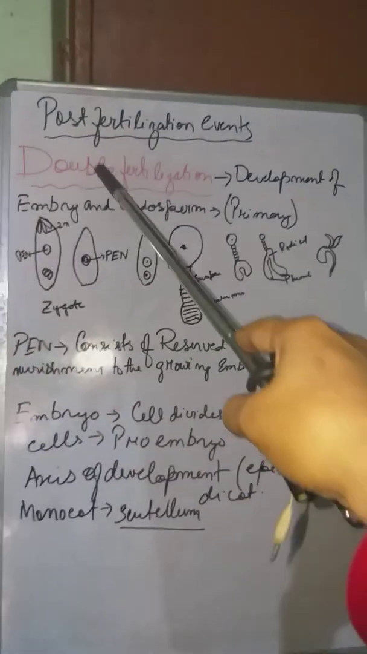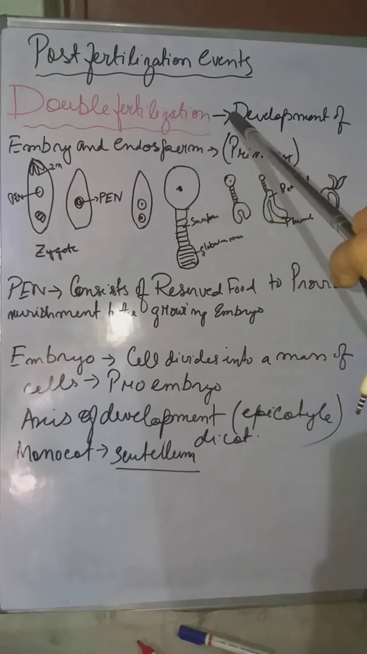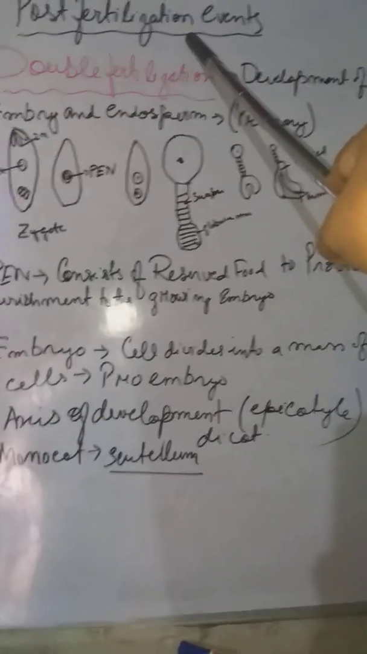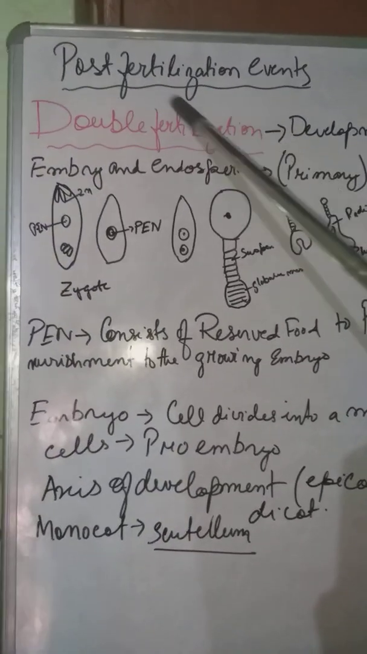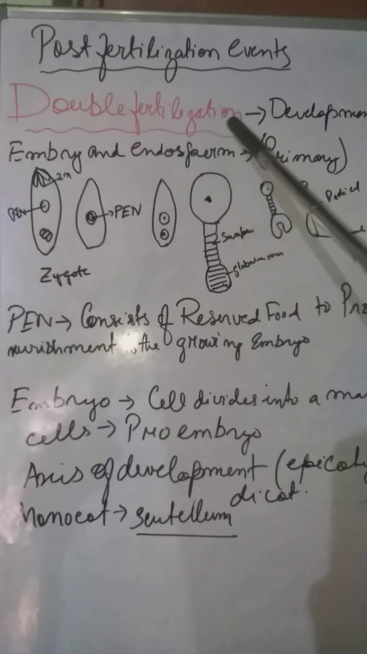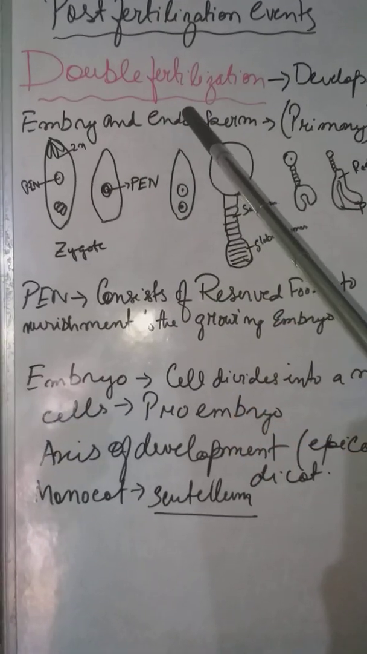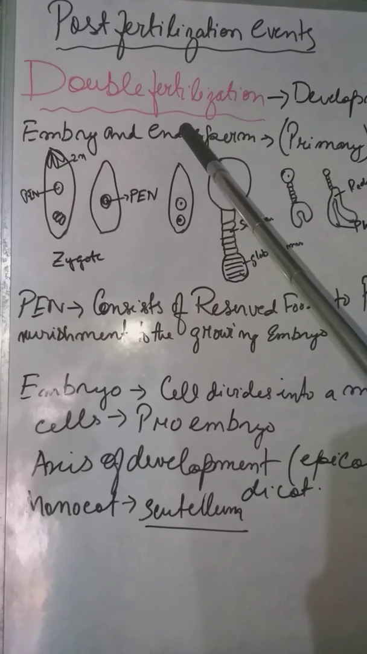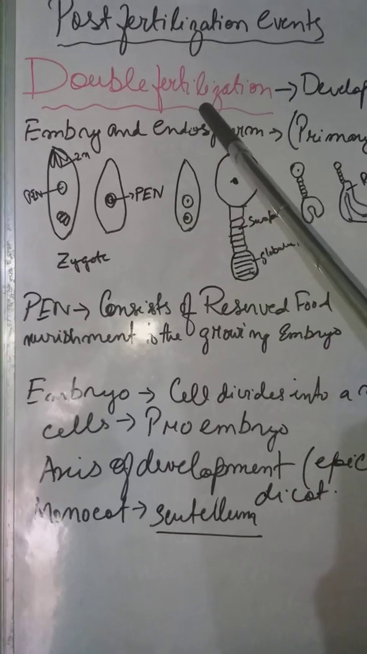Now you see here we are beginning with the post-fertilization event. The post-fertilization event begins exactly after the fertilization. So in our previous class, when we were dealing with fertilization, I said that in flowering plants, double fertilization happens. This double fertilization, I said again, is a very unique property of a flowering plant. That means what?